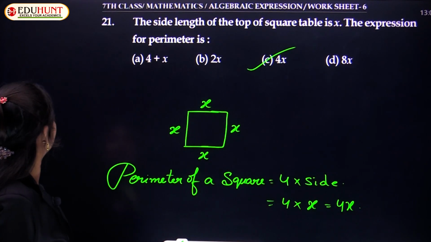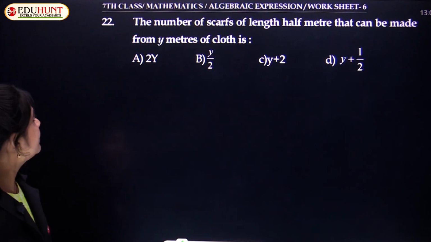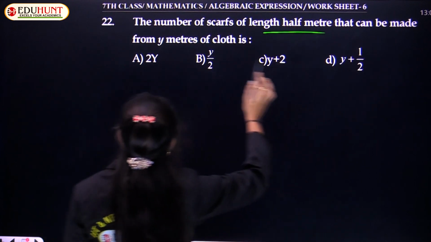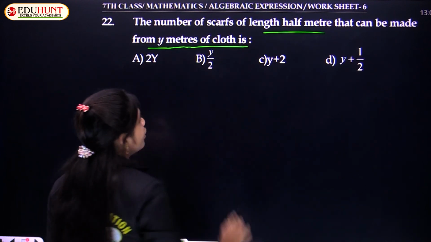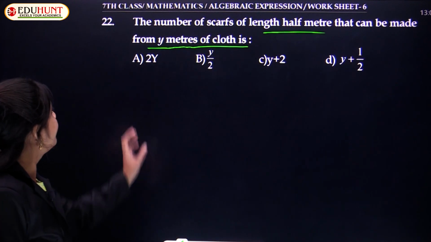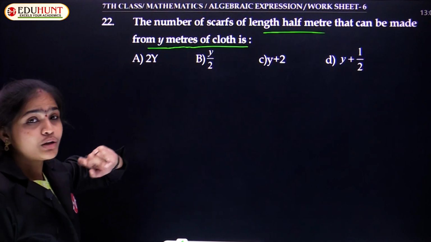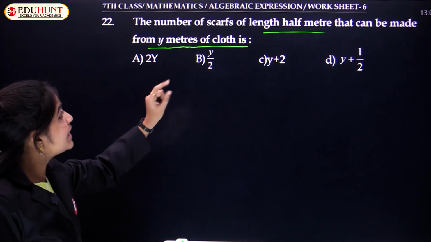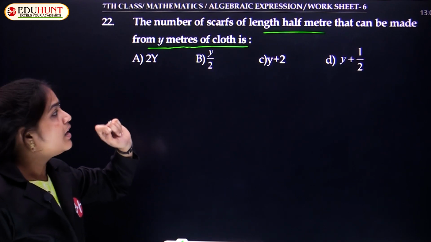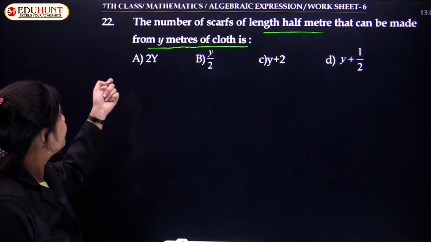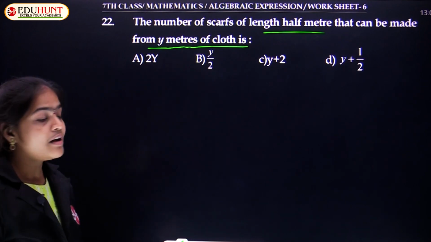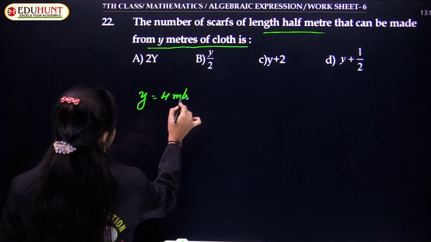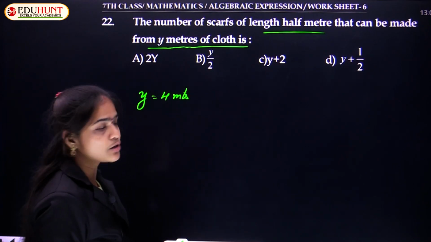Next, the 22nd question: the number of scarves of length half meter that can be made from y meters of cloth. What they are asking is how many scarves. The number of scarves of length half meter that can be made from y meters of cloth. For example, y is equal to 4 meters, so 4 meters of cloth is there.